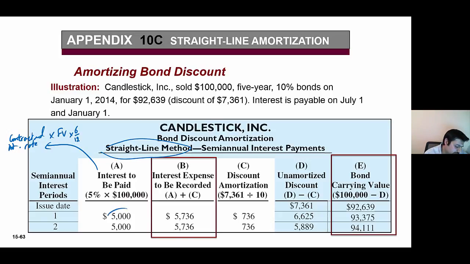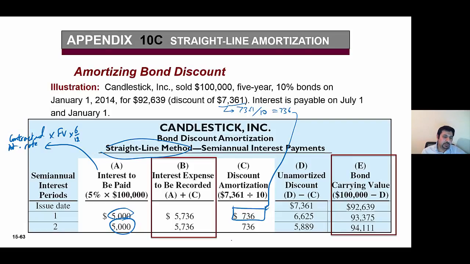It's going to be always 5,000, regardless of premium or discount or amortization, etc. It's always going to be the same amount. Now the discount was 7,361. We have 10 payments, so we divide 7,361 by 10, and that would be $736. That would be the discount amortization every time. This is how we calculated it.